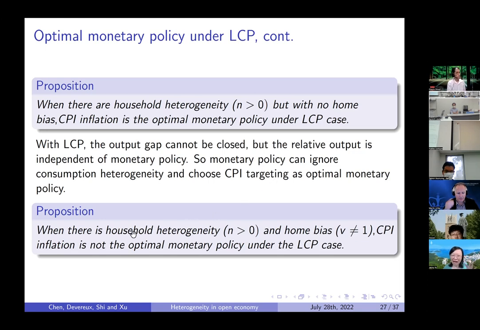However, if we have household heterogeneity and home bias, then CPI inflation is not the optimal monetary policy under LCP.